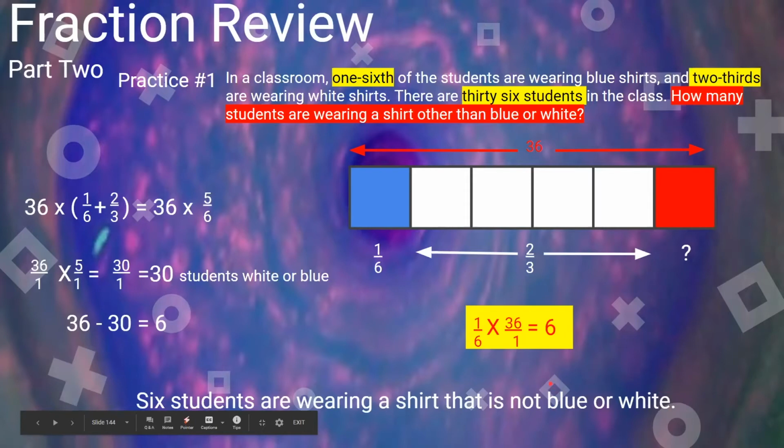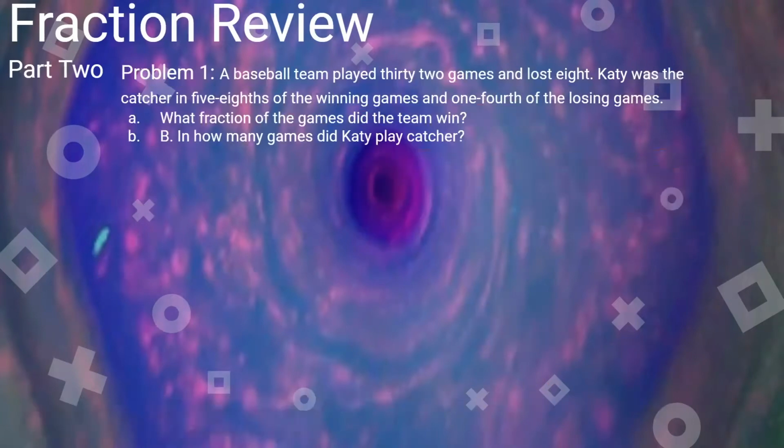We've done enough of these so that I think the solution process should be pretty simple for you. So I think it's time for you. I'm going to give you this one, and then take a shot at this one. A baseball team played 32 games and lost 8. Katie was the catcher in 5/8 of the winning games and 1/4 of the losing games. What fraction of the games did the team win? That's your first part, A. And second, B, how many games did Katie play catcher? So you've got a couple of things to ask here. Take 4 or 5 minutes, work on the problems, and when you come back, I'll model my solutions for you.